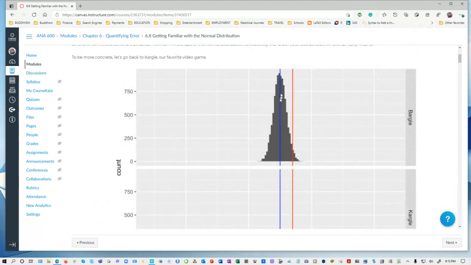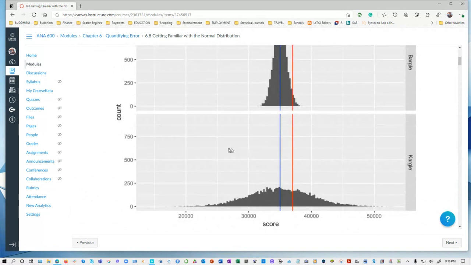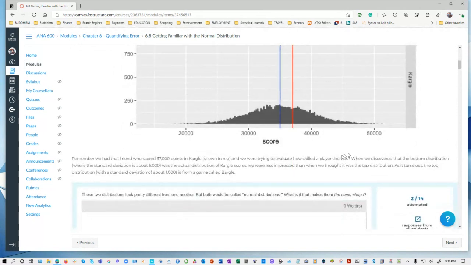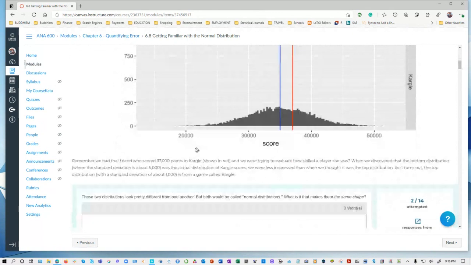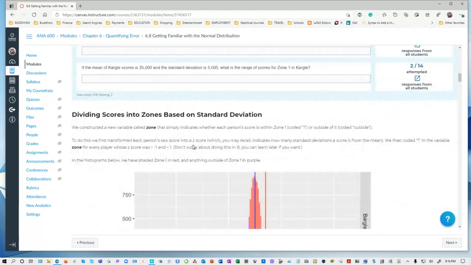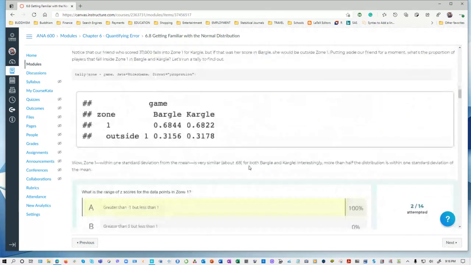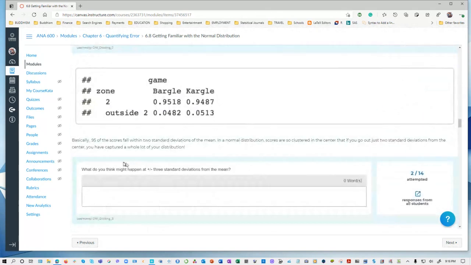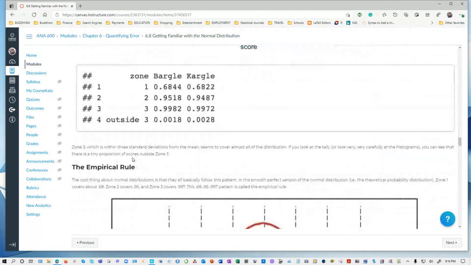Here the data points are more clustered around the mean. You can calculate the Z-score, and both would have the normal-shaped distribution. It doesn't matter; we're going to consider it a normal distribution. This is basically what we're going to do.